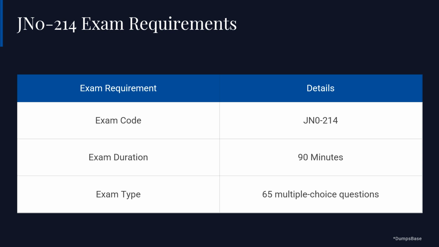Exam code: JN0-214. Exam duration: 90 minutes. Exam type: 65 multiple choice questions.